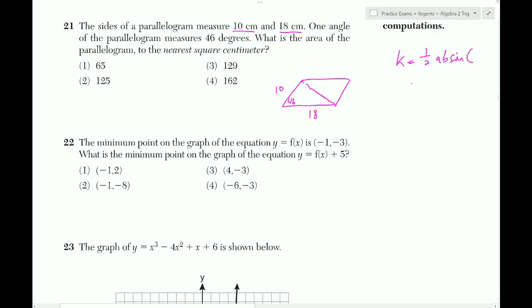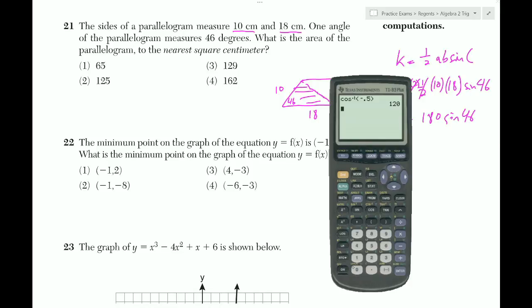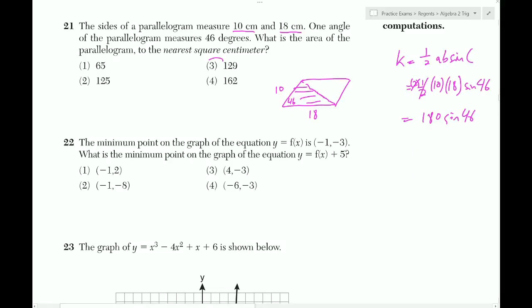And we can plug in our numbers. So we get 1/2. A is the first side, so 10. B, other side, 18. Sine of C, so sine of 46. That'll get us this area here. And then if we want the entire area, we can just forget about the 1/2, because really we'll be multiplying that by 2. So anyway, we end up with 10 times 18, which is 180 sine 46. Calculator to the rescue. So 180 sine 46. We end up with 129 as our result.